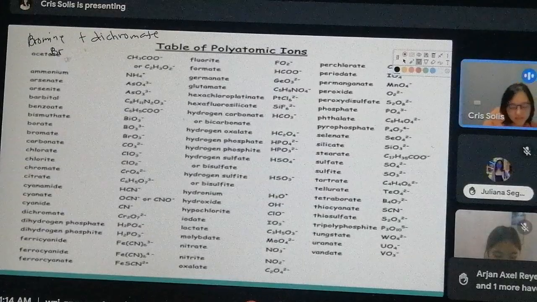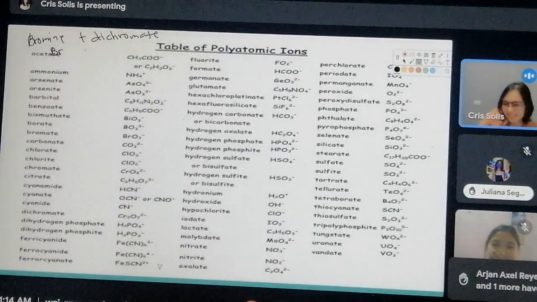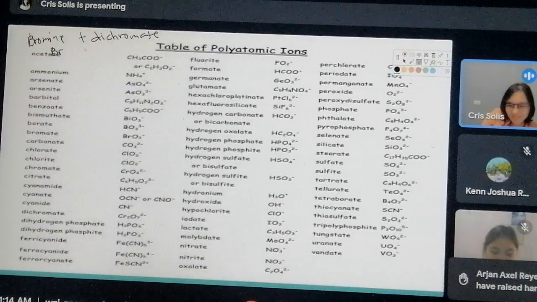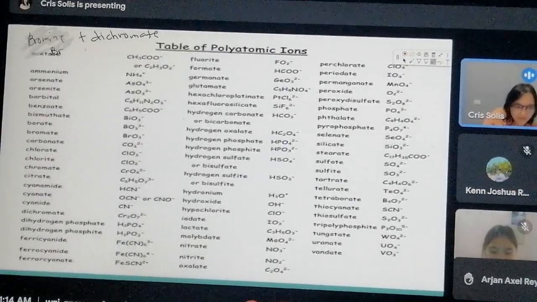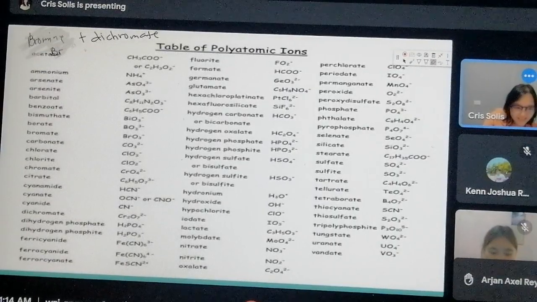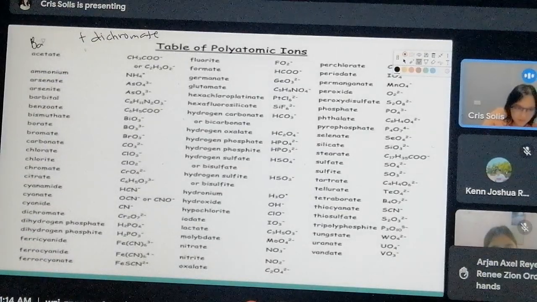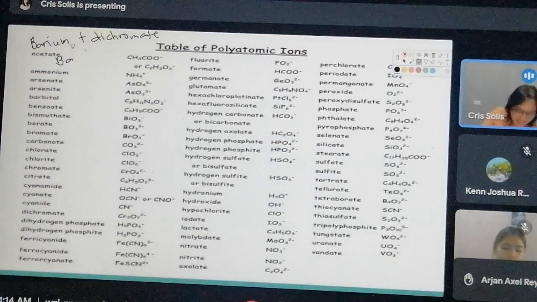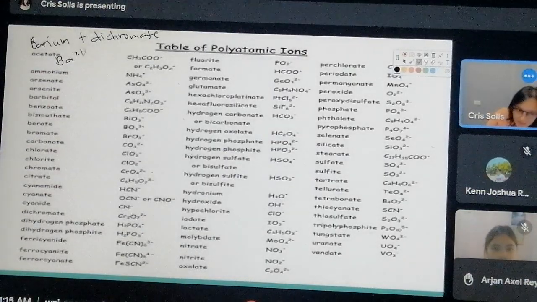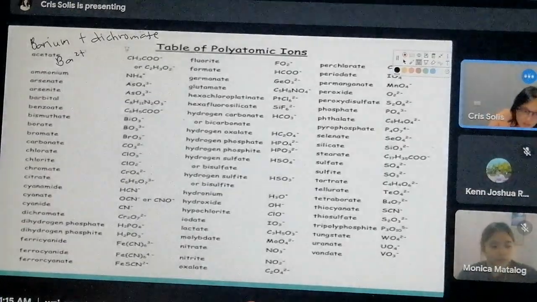Ay, bromine pala yung nilagay ko. Sorry. Barium pala nasa utak ko. Sorry guys, ako pala may mali. Barium. Barium, that's Ba. Ako na maglalagay. 2 positive ang charge niya. Then you have dichromate.